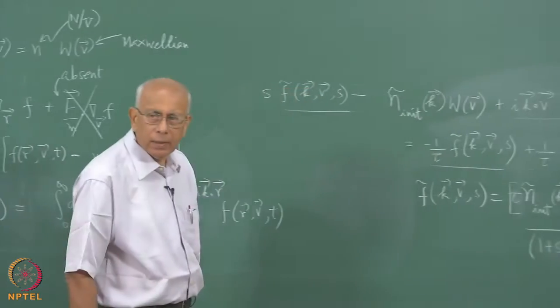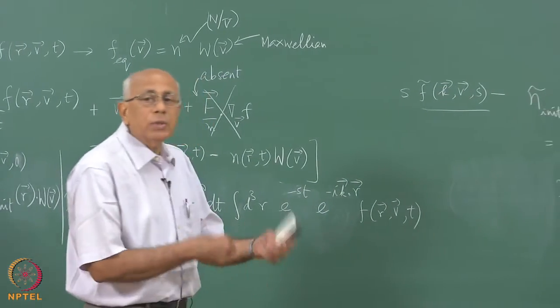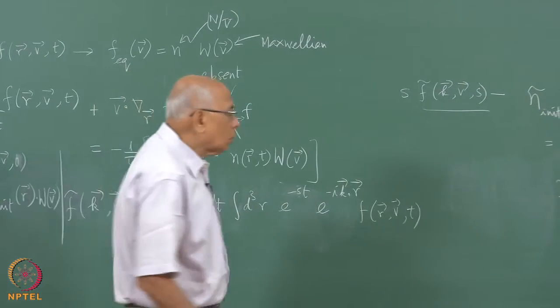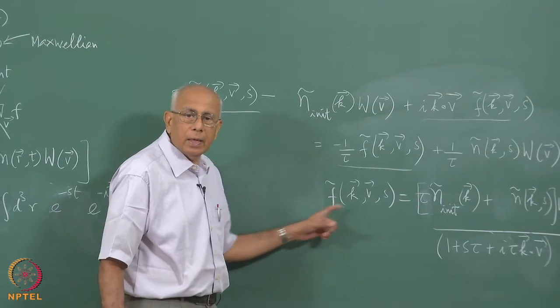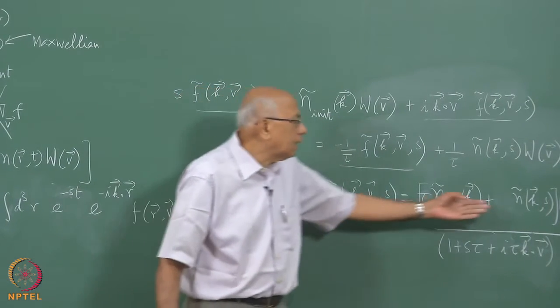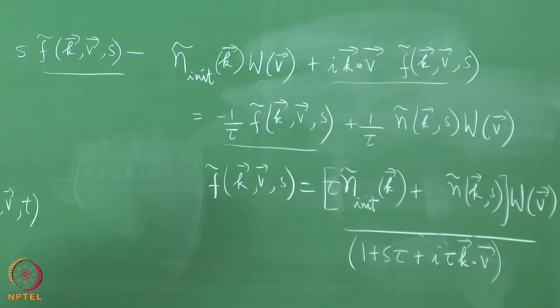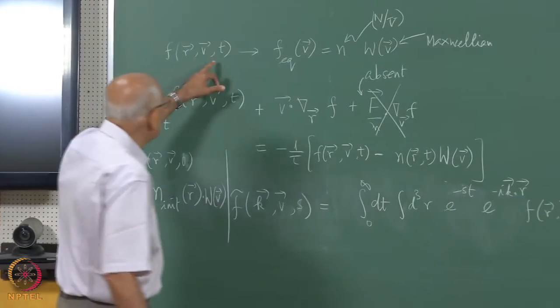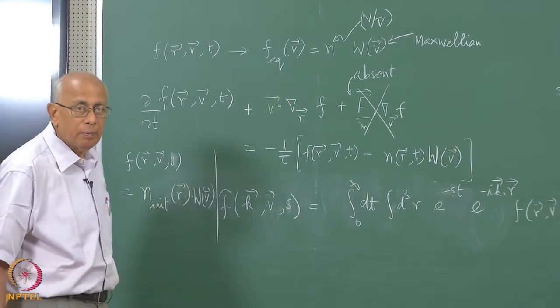And this goes, that is it. Now of course we need to close this set of equations. So what we do is integrate over v, and I get precisely n tilde of k and s once I finish the integration over v. Because f of r, v, t, if I integrate over v, gives n of r, t by definition.